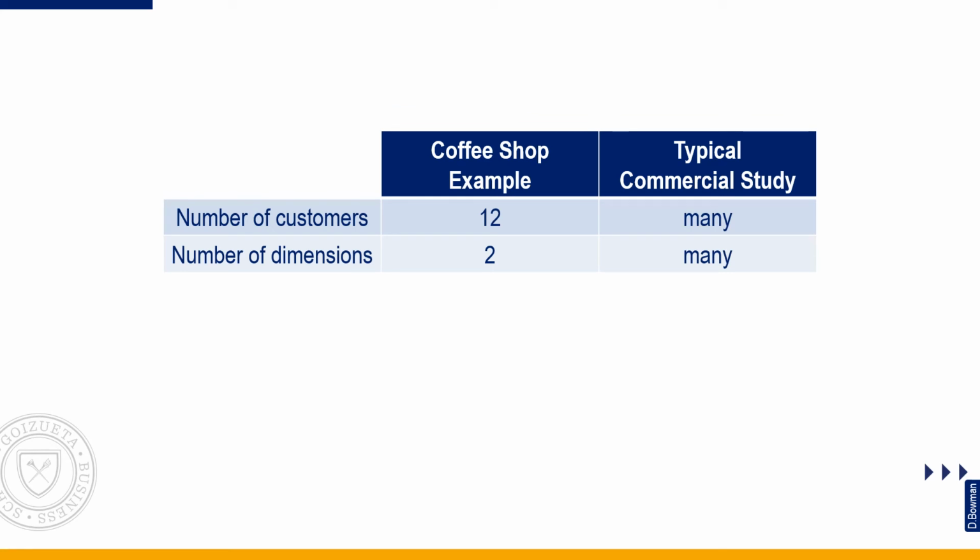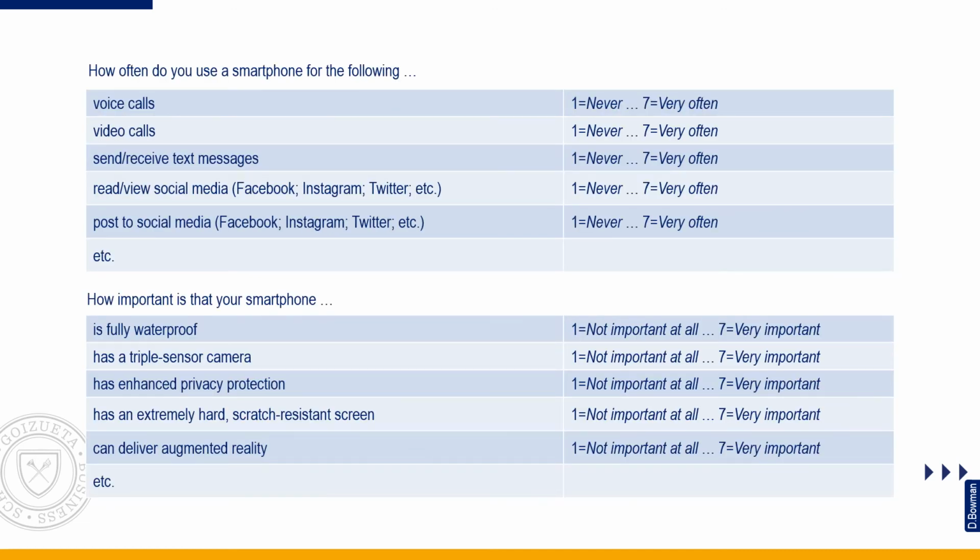Also, in the coffee shop example, customers are described by only two dimensions, their longitude and latitude on a map. In a typical commercial application, it is not uncommon to describe customer needs and decision processes by as many as 20 dimensions. The distance calculations are more complex, and we can no longer visualize the data on a two-dimensional plot. Finally, to give you a feel for the type of data from a commercial application, here is a stylized example of a survey of smartphone users who report on two things: their frequency of use of various tasks people use smartphones for, and their self-explicated importance ratings of various smartphone capabilities.